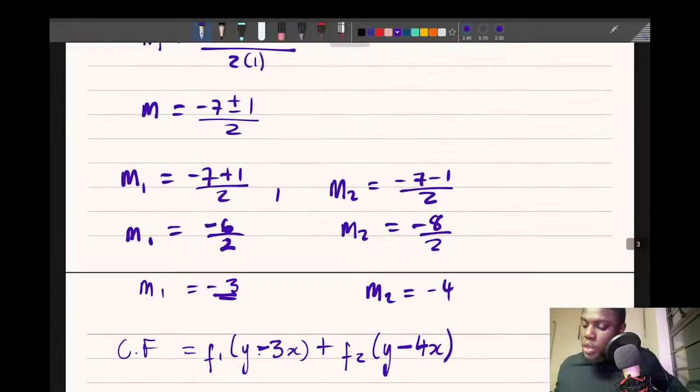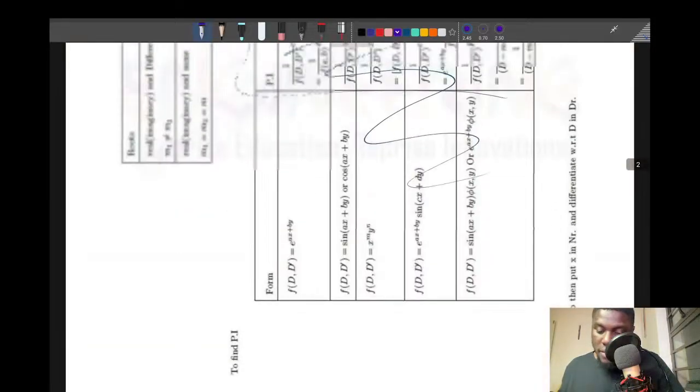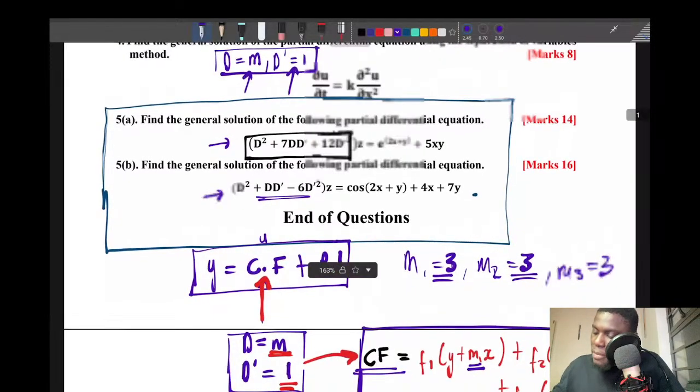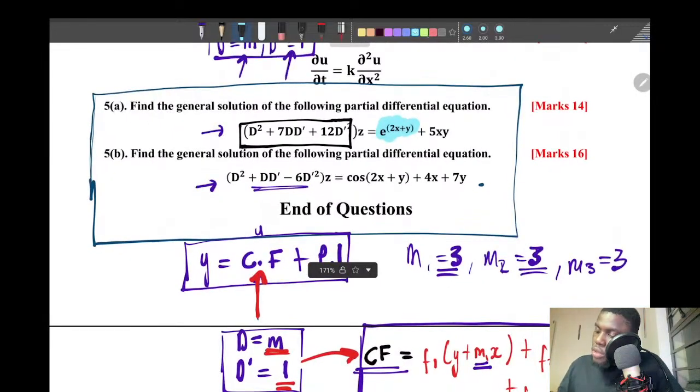Let's go to the situation which we have right now. I want to show you the situation and solve it. It says you have blah blah blah of z being equal to e to the xy plus 5xy. So let me explain the types of things you can meet in particular integral. You can meet exponential, you can meet the second one, which will be polynomial, then third, you can meet trig. So these are the types of things you can meet for the particular integral.